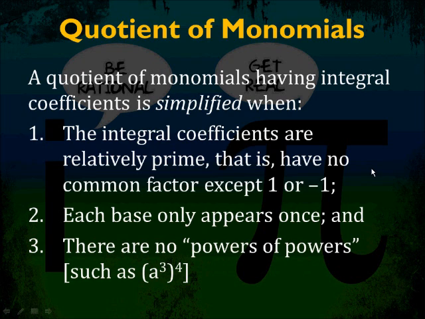So the integral coefficients are relatively prime. Basically, you reduce the fraction to its simplest form. You don't have like 4 over 2 in the fraction. You don't have like 6 over 8. You reduce those fractions as much as you can.